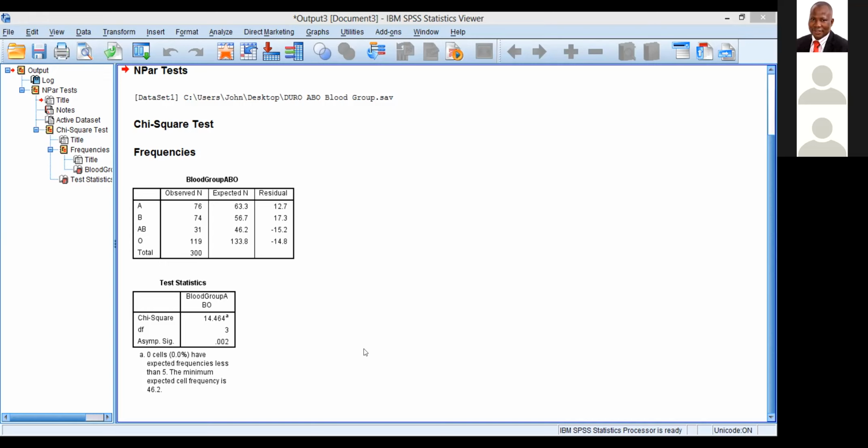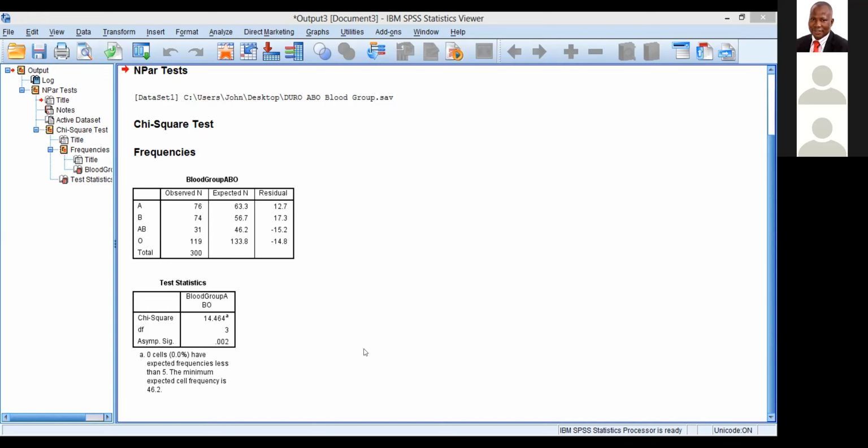You see 76, expected is 63.3. Then for group B, 74 observed, expected 56.7. The other one, 31, expected 46.2. The other one, 119, expected 136.8. So the residual is the difference in each of them. That's why they just give you the difference.